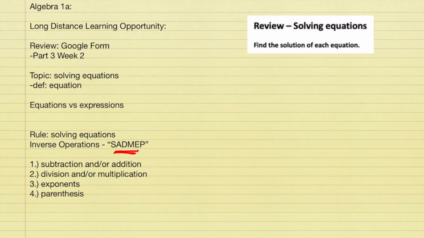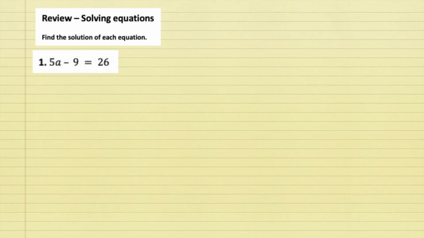Let's jump right in. I got a few problems from that Google form that we had. So again, goal is to solve this equation, figure out the answer for, in this case, A. And remember, you want to get rid of the numbers that are on the side with the variables. So the side with the variables is the left side here. It looks like they're multiplying by 5 and subtracting 9. So the order of operations, remember, is SADMEP. We want to add and subtract first, so we want to get rid of this 9.